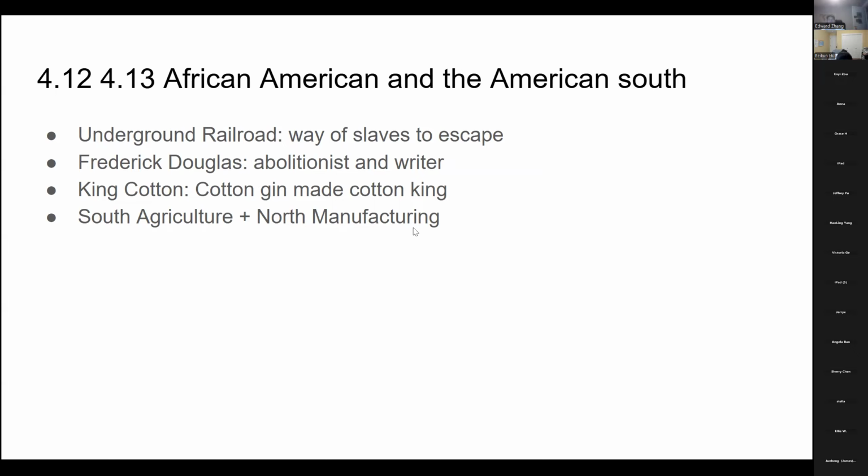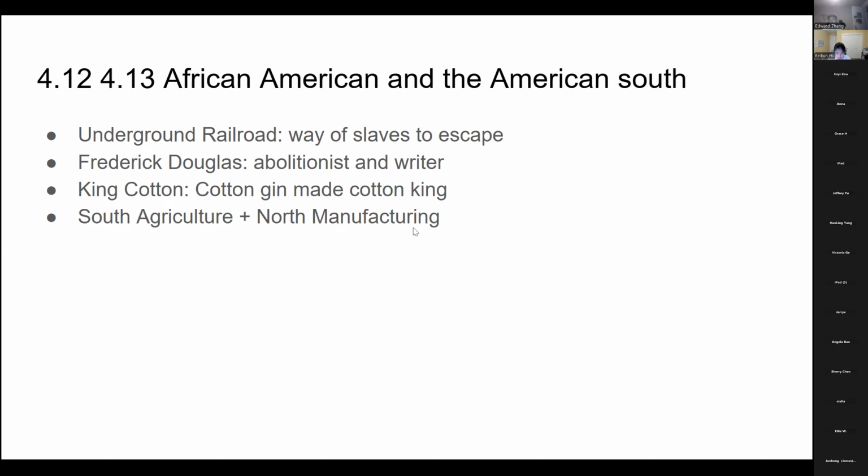And then 4.12 and 4.13 is all about African Americans and the American South. At this time, we saw the formation of the Underground Railroad, and this was the way that slaves escaped the South. One famous abolitionist that led that was Harriet Tubman, and we all love Harriet Tubman, right? And then Frederick Douglass is another important person to know. He was an abolitionist and a writer. He escaped slavery and went to Canada and wrote about how it was bad.